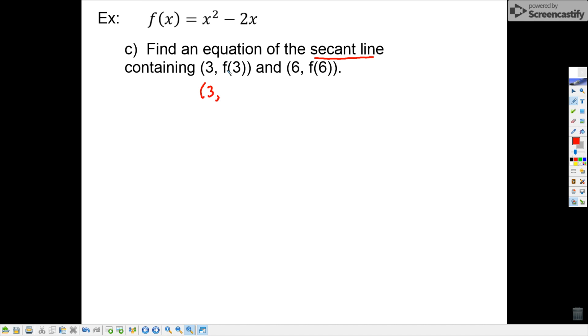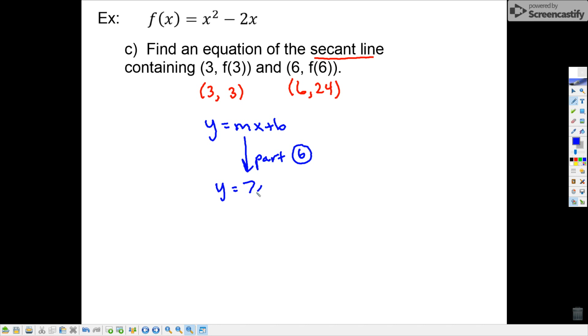So when we plug it in, f of 3 is 3. f of 6 is 24. So we have 2 coordinates right here. So we need to find the equation of the line. We just need to find the line. So I want it in the form y equals mx plus b. You can do this in multiple ways, but in part B, we found that our slope was 7. So I can go ahead and just say this is y equals 7x plus b.